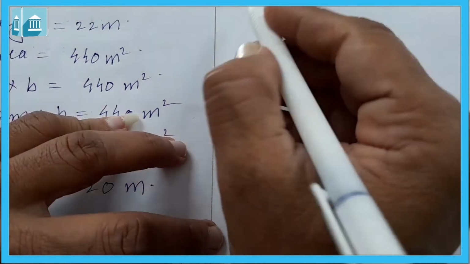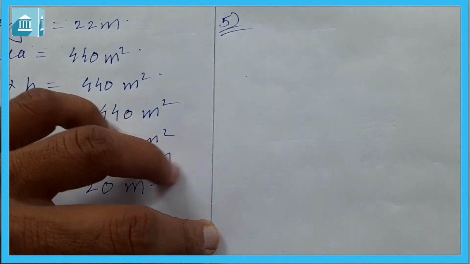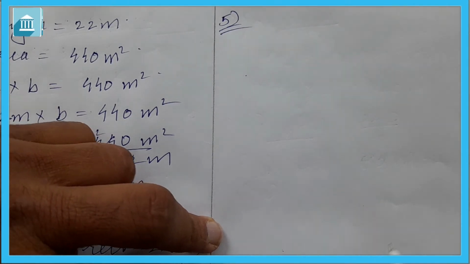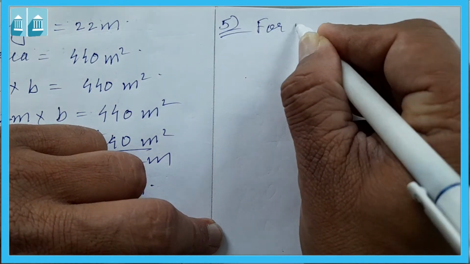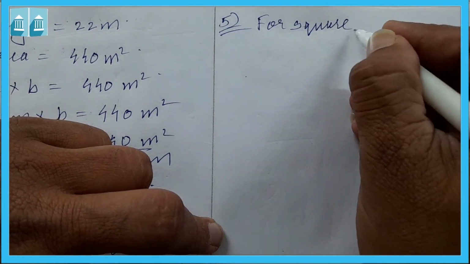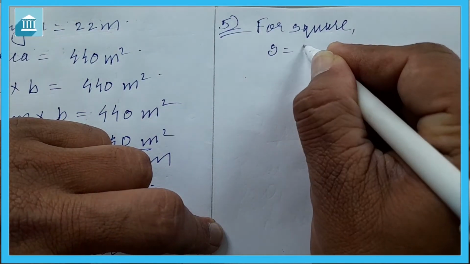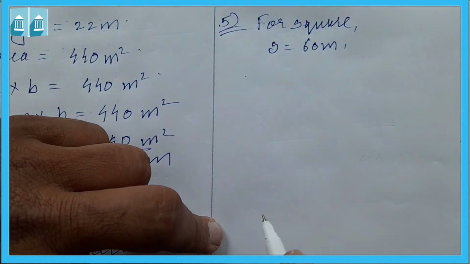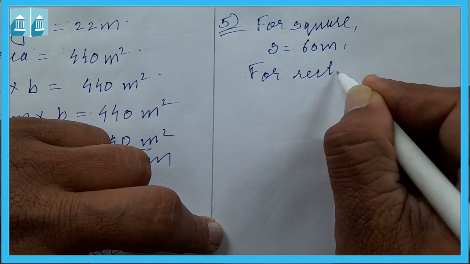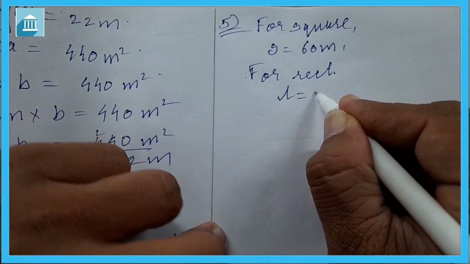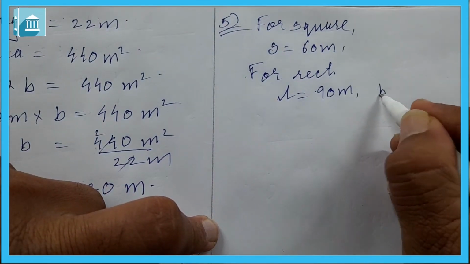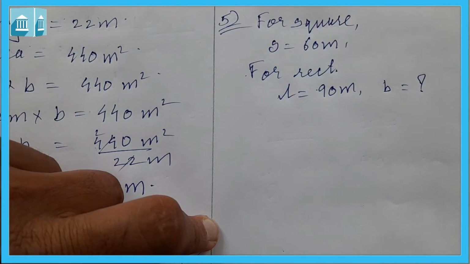Now let us see question number 5. Question number 5 is: the area of the square park is the same as the rectangular park if the side of the square is 60 meter. Now here for the square it is given S is equal to 60 meter, and for the rectangle the length is given. The length of the rectangular park is 90 meter. Breadth is not given, we have to find out. Then find the breadth of the rectangular park.